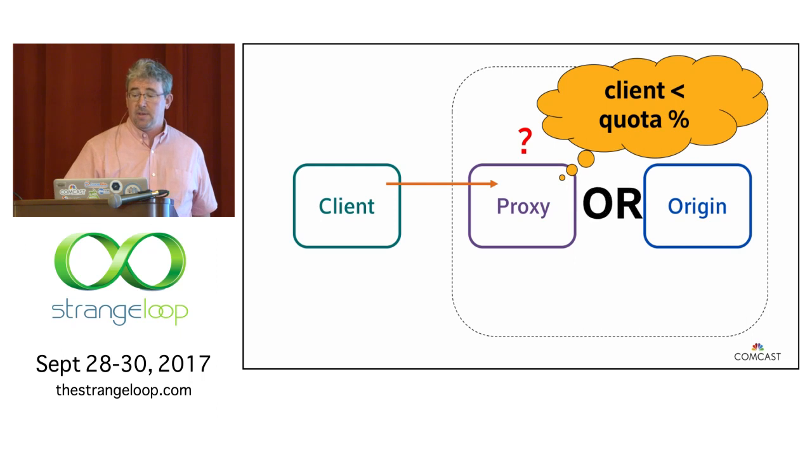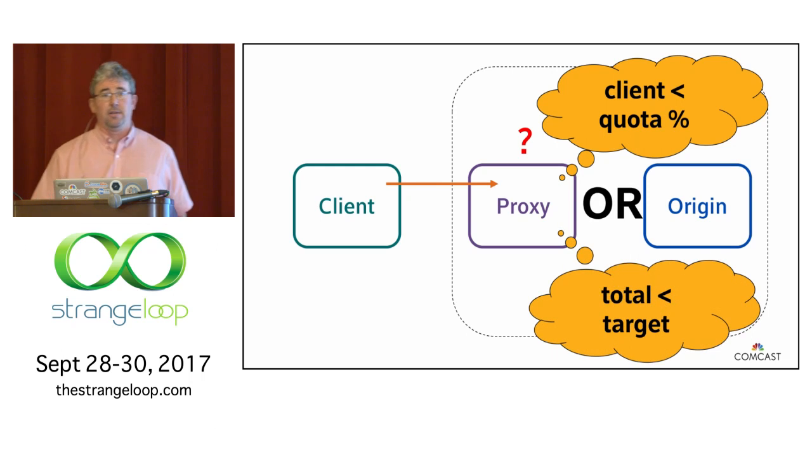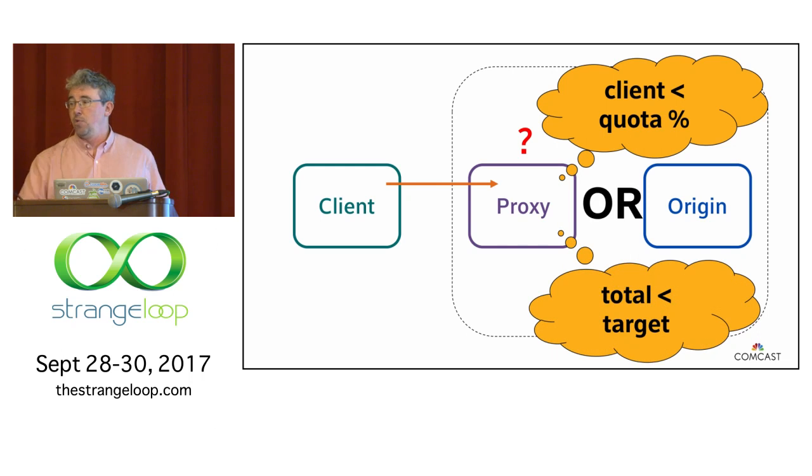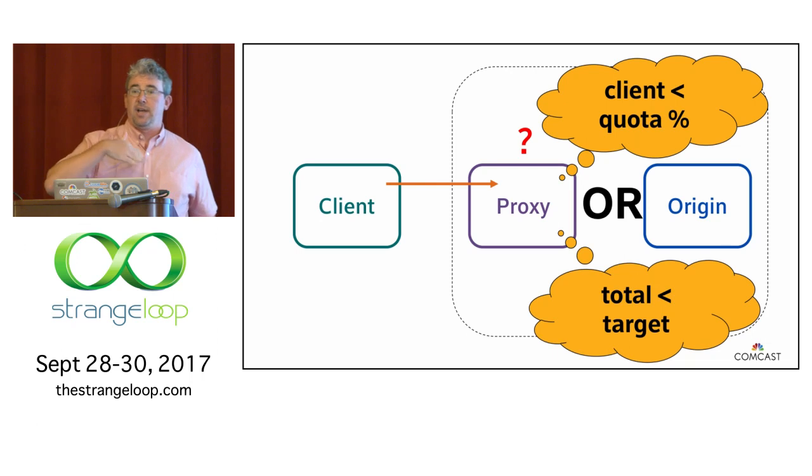Or I may also let it in if the total number of connections that are coming through is less than the target. So I've estimated that even though you're going over your quota, the origin has room to handle your request. That was the scenario that we saw where client A just went over. And so we're going to try to make that work.